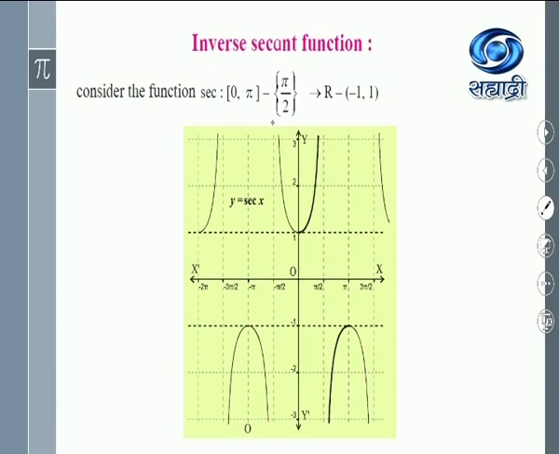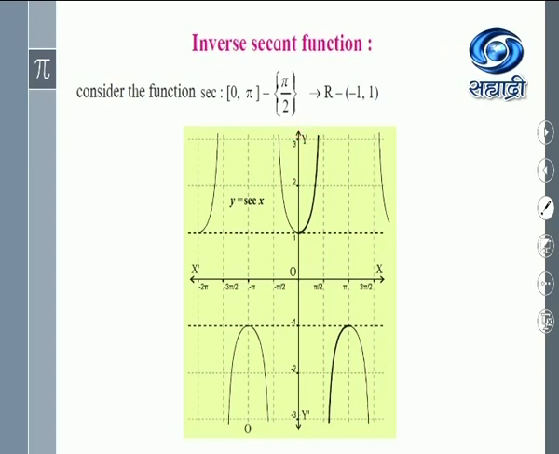But for pi by 2, see, this is the angle pi by 2. If I draw the line here, this branch never cuts the line. Therefore, there is no corresponding value of y. So we exclude pi by 2 from which interval? 0 to pi. Getting it?